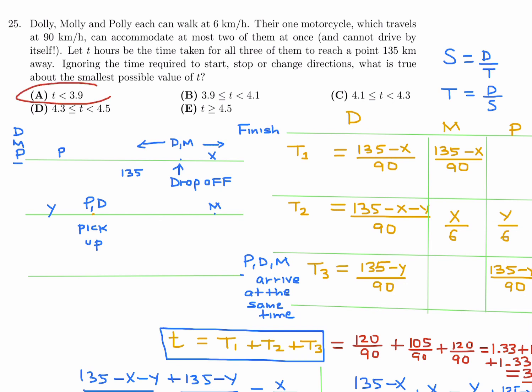A, right here. So like I said, the strategy, which is this diagram right here, is the challenging part of the question. Once you get the strategy, then you just use this formula to figure out what is the smallest possible value for t, which is the time. Number 25, the answer is A.